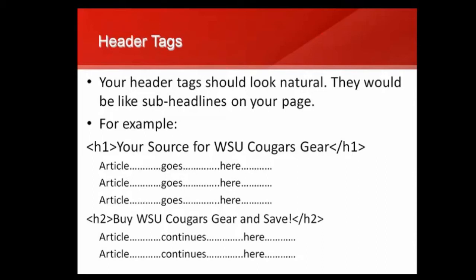So your source for WSU Cougars gear. Your article would go here, so there's your article, and you have a short couple paragraphs to start off your article, and then you also hit them with another little subheadline: buy WSU Cougars gear and save. So it gets the keyword phrase in there one more time, but this time it goes inside the H2 tag, and so then your article continues there. And you don't have to use all 6 of them. You could only use 1, or you could use 2, or you could use 3, or whatever you want within that article, but it kind of breaks it up.